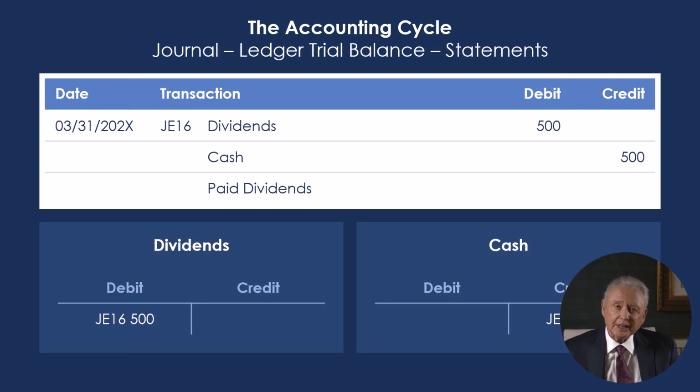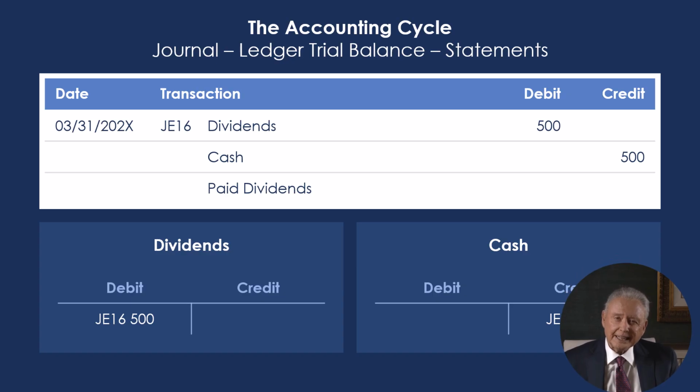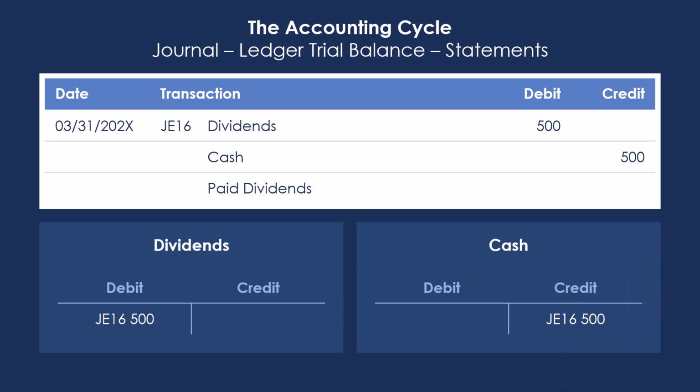If you remember early on in this program, we suggested memorizing DEALER: dividends, expenses, assets, liabilities, equity, and revenue. The first three have normal debit balances. The last three, liabilities, equity, and revenue, have normal credit balances.